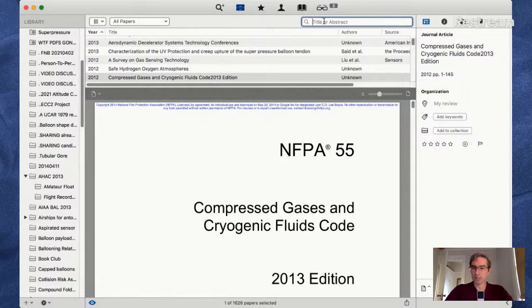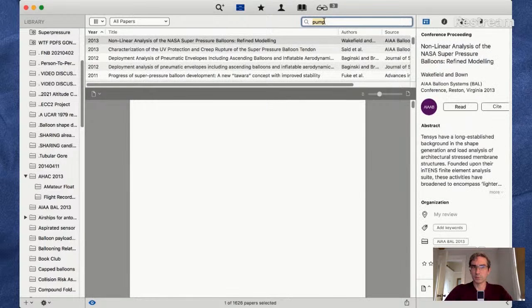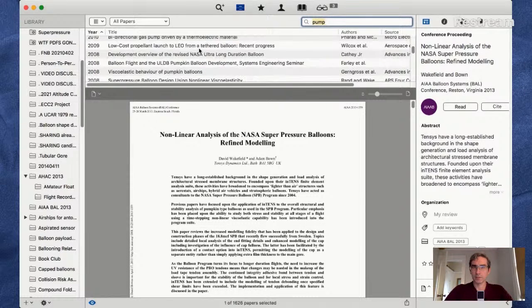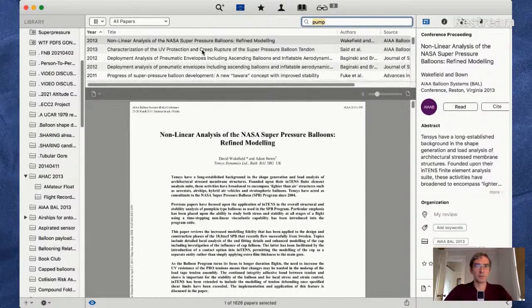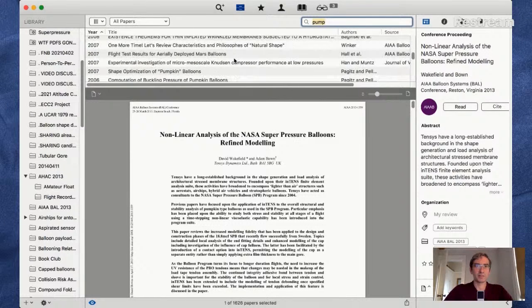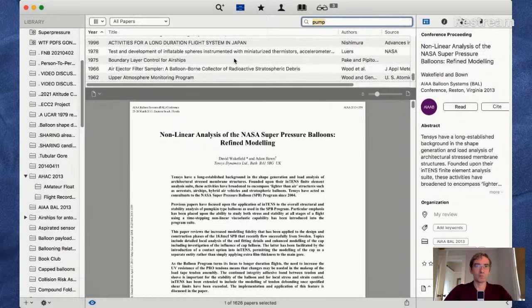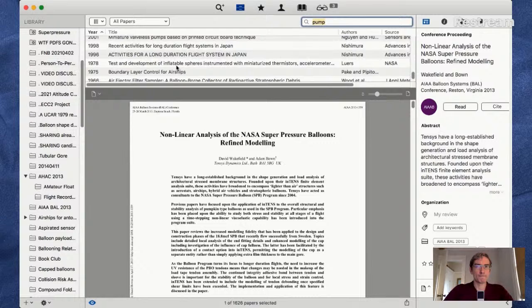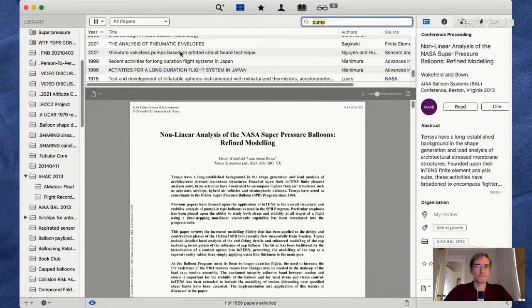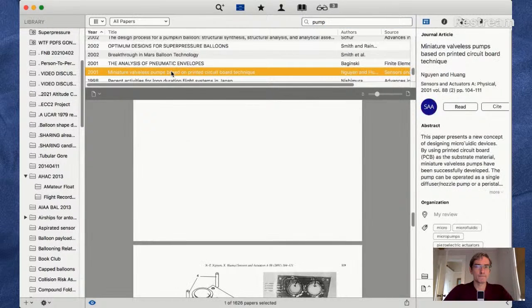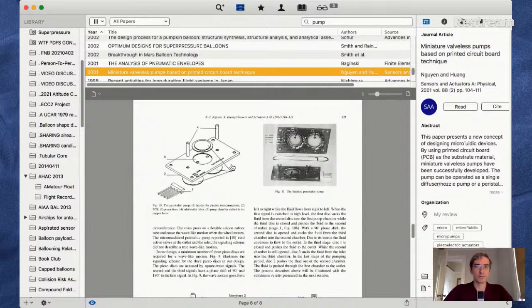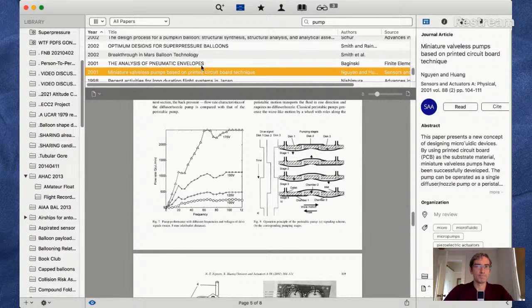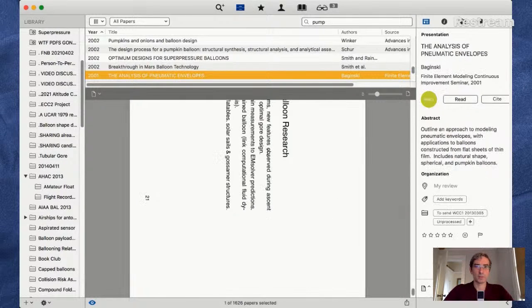Compressed tank pump. Does it have pump information? Yeah, a bunch of pumps. Okay. Oh, but that's going to be pumpkin. Well, we'll sift through them. Oh, I always liked this. Pneumatic envelopes.